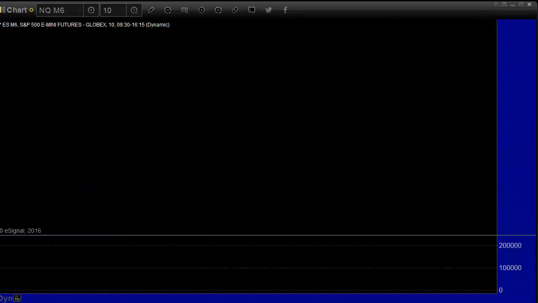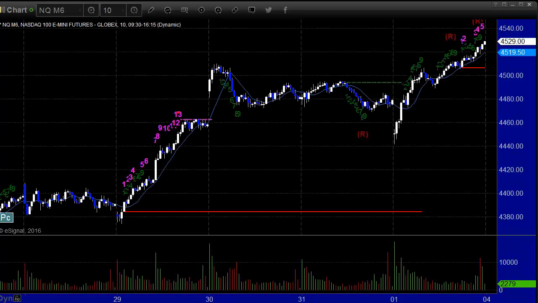Here's a look at the NASDAQ side. NASDAQ futures for the week, pretty similar. Very flat on Monday, though. But then look at Tuesday and Wednesday, all the same.